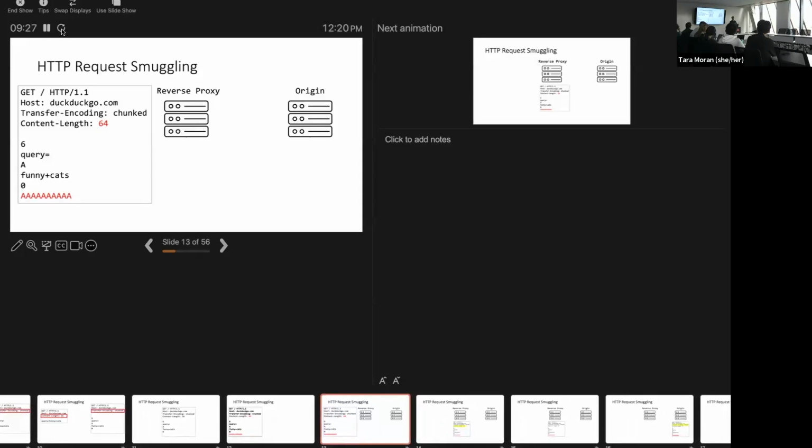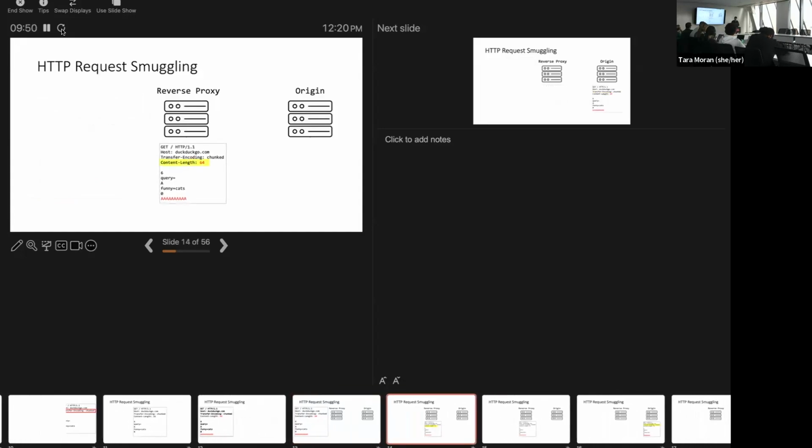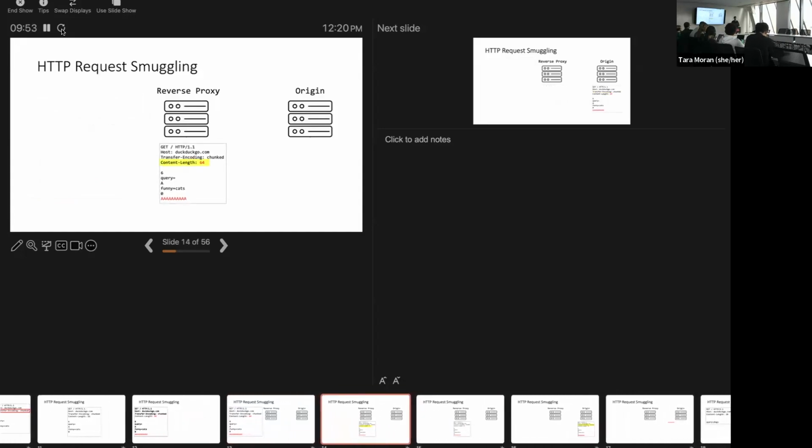The problem now is that you have two different implementations. The reverse proxy takes this, and because it's not really well defined, ideally it should generate an error, but maybe it doesn't. It might decide to deal with the second header. It ignores the first one. It says content length is 64, and that packet is processed and then forwarded to the origin server.